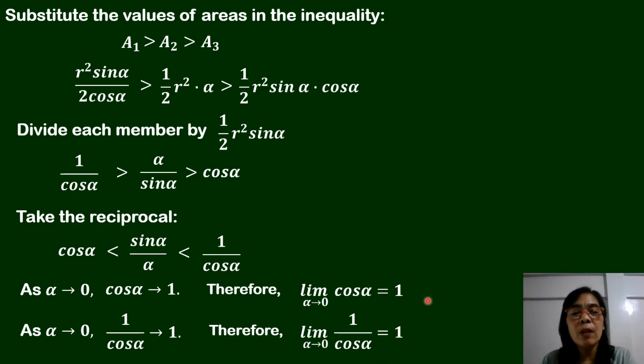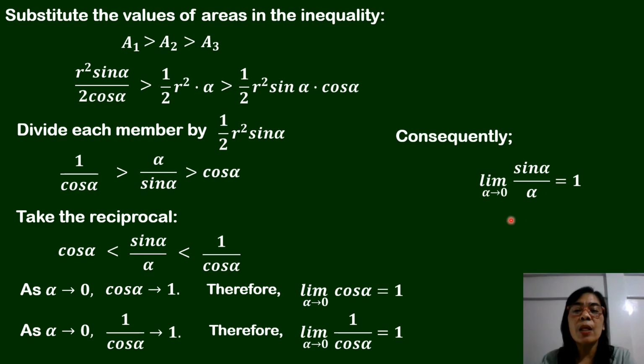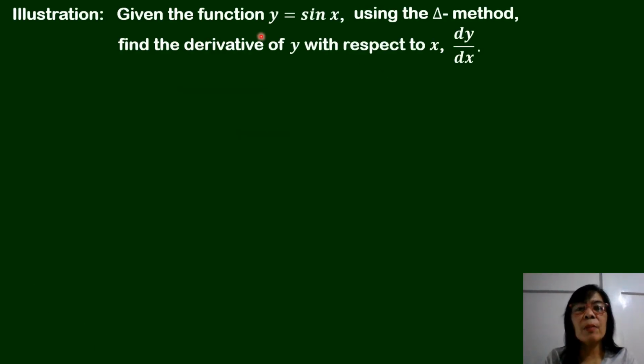So take note that the limit of cosine alpha as alpha approaches 0 is the left-hand limit of the function sine alpha over alpha. Similarly, the limit of 1 over cosine alpha as alpha approaches 0 is the right-hand limit of sine alpha over alpha. The left-hand limit and the right-hand limit being equal, it follows then that the limit of sine alpha over alpha as alpha approaches 0 is equal to 1. Let us now find the derivative of y is equal to sine x using the delta method.